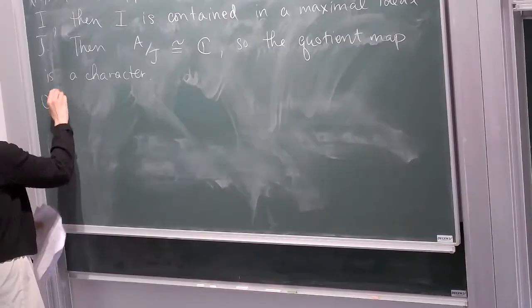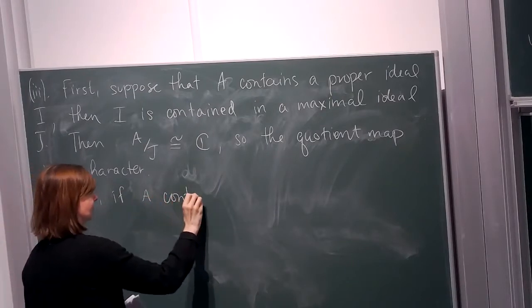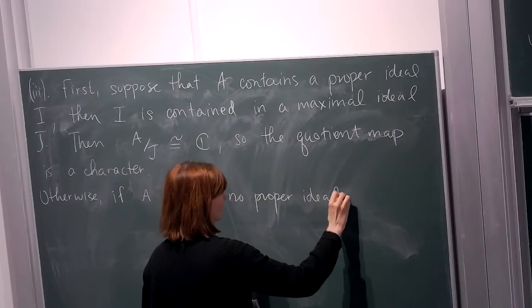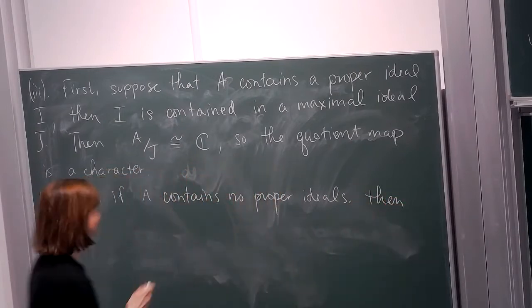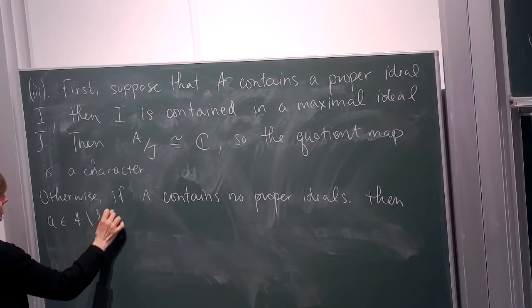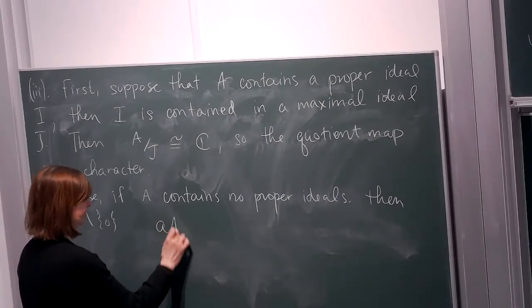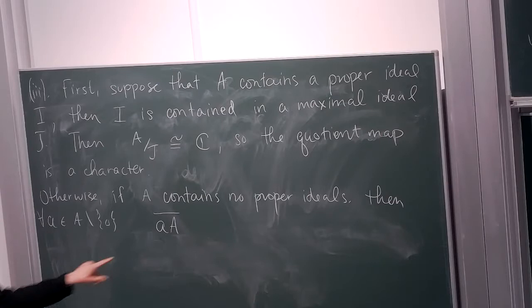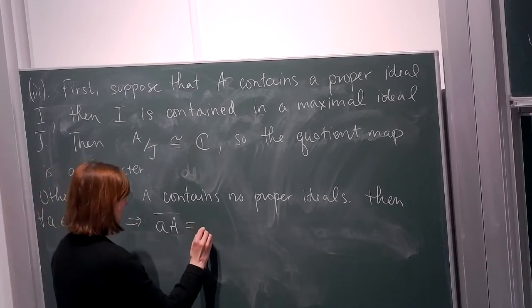Otherwise, if A contains no proper ideals, then for any non-zero element a, we can look at the ideal generated by this guy and it will be everything. So what does that look like? It's commutative, so it looks like the set of all elements in A times this little a. Of course, you can put it on either side, it doesn't matter because it's commutative. And then we want to take the closure. And this has got to be all of A.